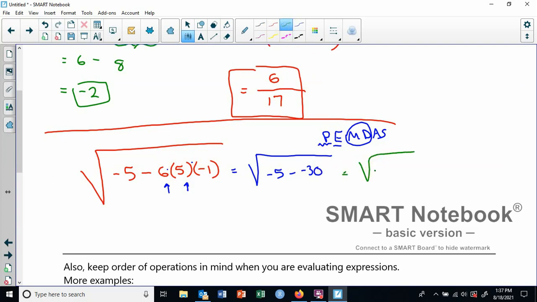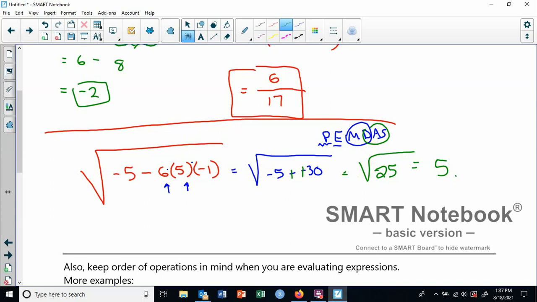And now I can do my adding and subtracting inside there. Well, minus a negative 30. Remember, we're going to turn this into adding the opposite. So negative 5 plus 30, that becomes positive 25. So now I've done everything inside the radical. I can finally use the radical. What's the square root of 25? It is just 5. Okay.